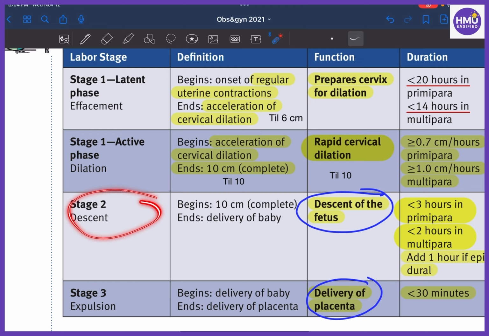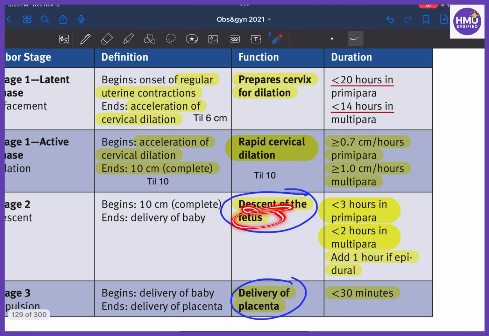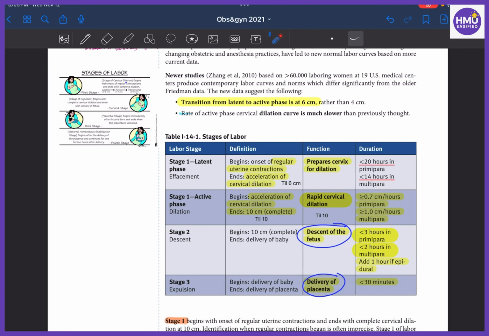So stage 2, we ended like the stage before at 10 centimeters dilatation of the cervix. Stage 2 ends with the delivery of the baby, okay? So descent of the fetus takes less than 3 hours in primipara and less than 2 hours in multipara. So we see multipara are like better than primipara in everything. Okay, add 1 hour if epidural. Epidural here, I'm guessing it means the analgesia, the epidural analgesia. Maybe it makes the contraction slower. Doesn't matter to me. This is what's important right now. Okay, under 3 hours in primipara, under 2 hours in multipara.